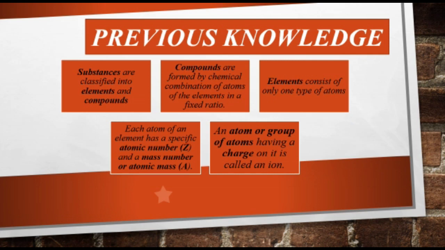Elements consist of only one type of atoms, and moreover we have also discussed that each type of atom has a specific atomic number and mass number, and we have also discussed ions. What is an ion? An atom or group of atoms having a charge on it is called an ion.